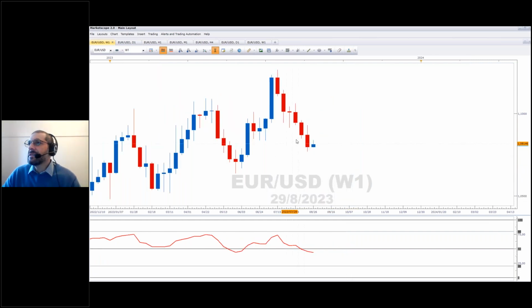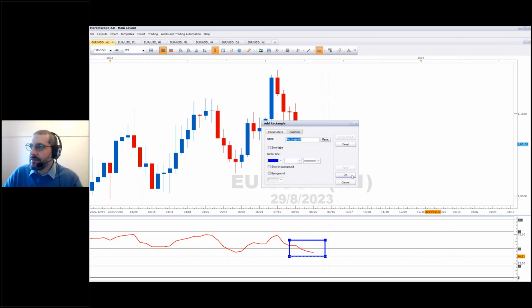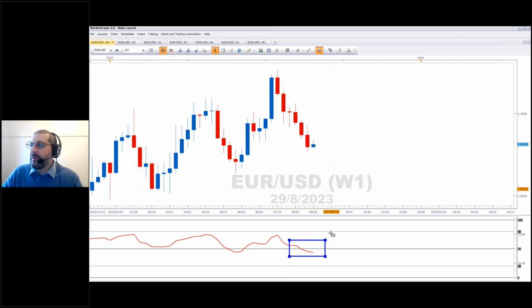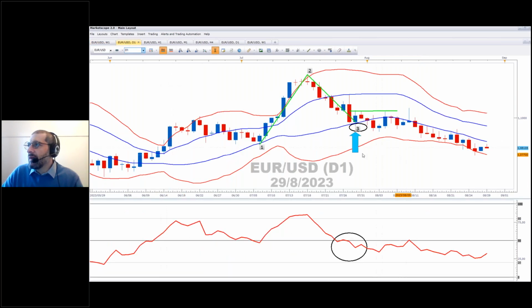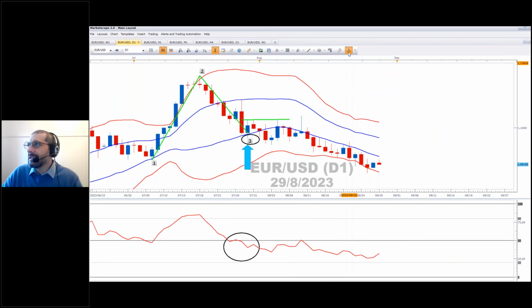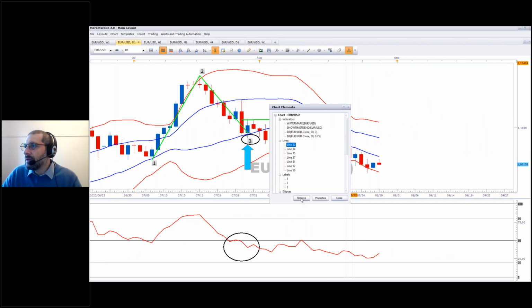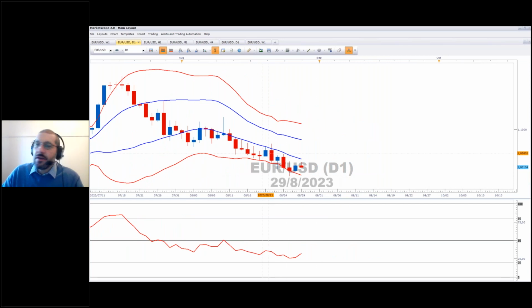All right, so here's the euro US dollar. Again, you can see that we are on the negative side of 50. Let's just go down to the daily. Where are we here? We're in zone 3. Let's clean this up as well. Okay, so we're in zone 3.